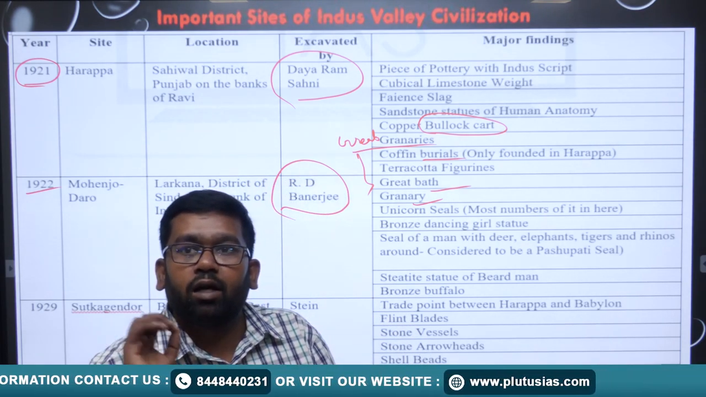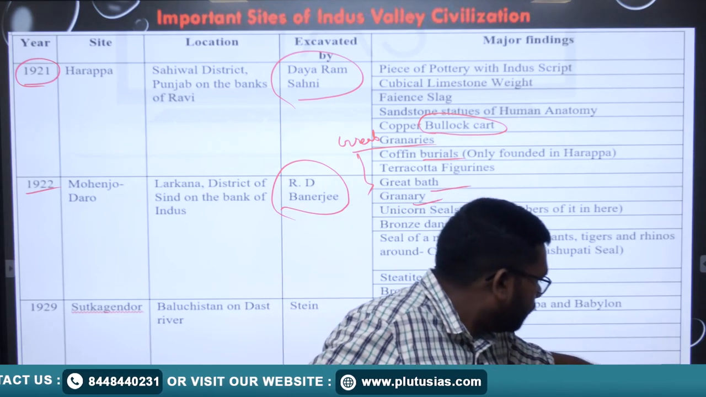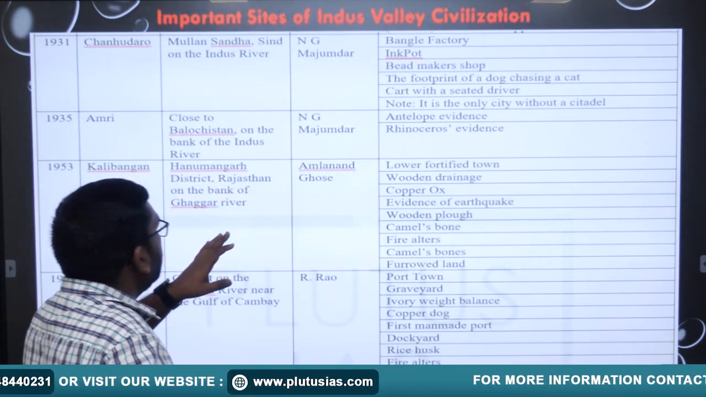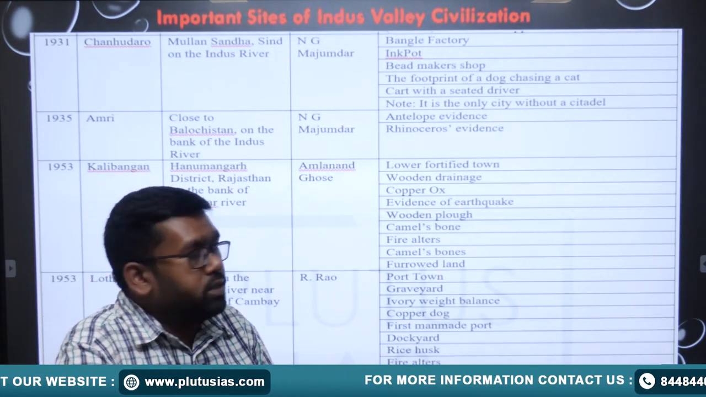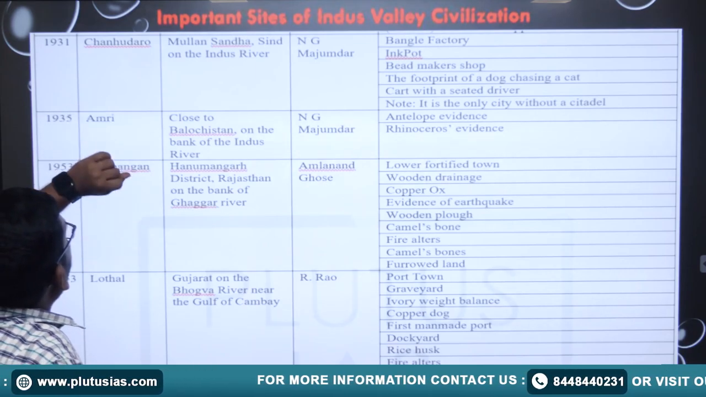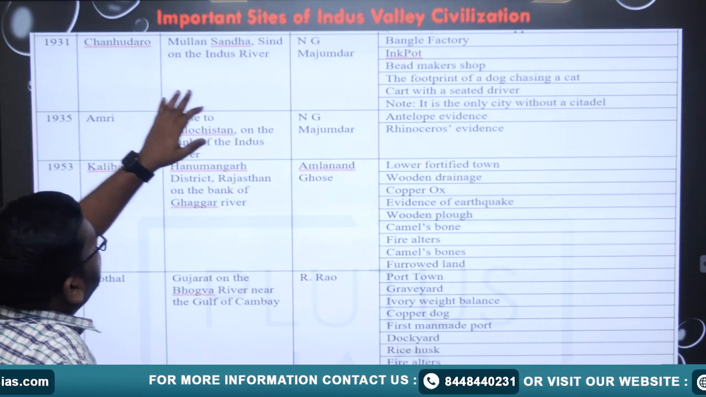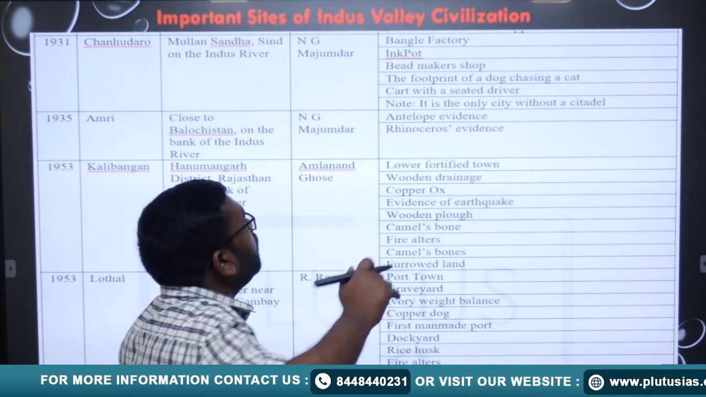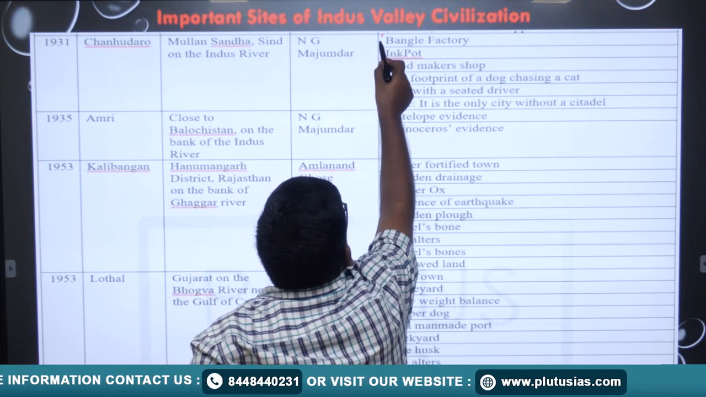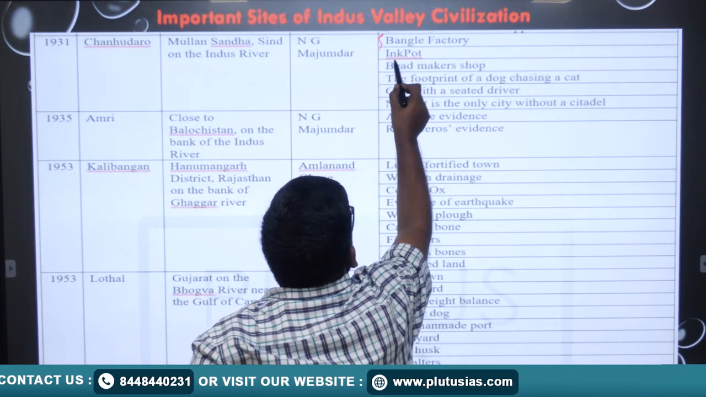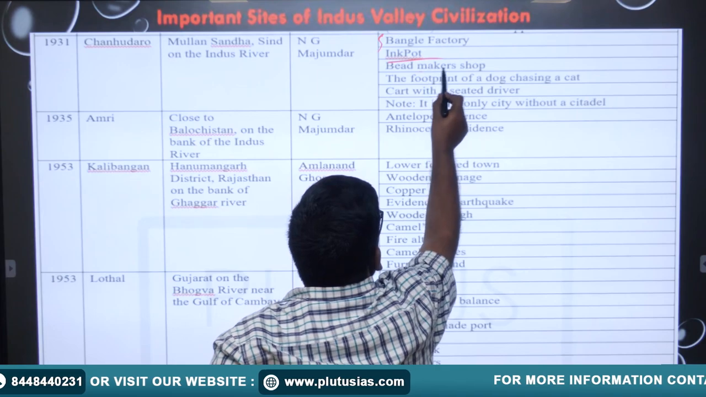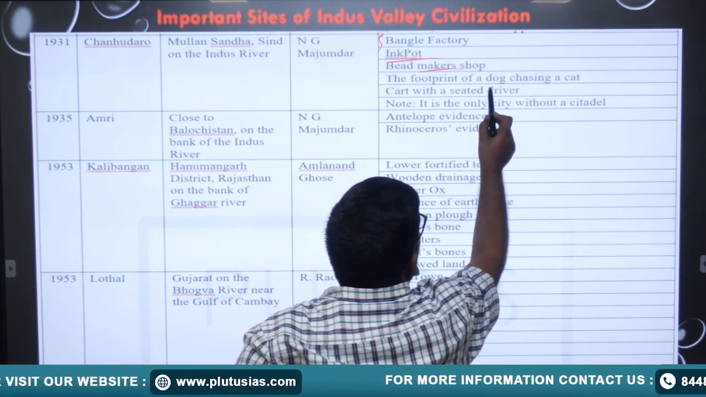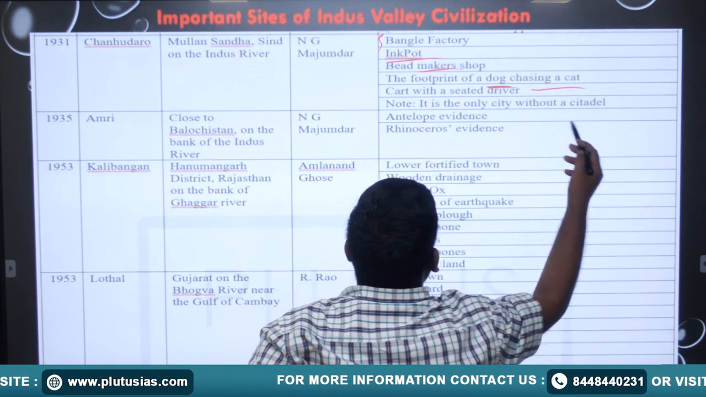Let us discuss the other important sites. And for these sites, we are just going to have a general view. Especially this Chanhudaro, which was discovered in 1931 by N.G. Majumdar. Here we have found a bangle factory. An inkpot is discovered here. A bead maker's shop is here. We have a footprint of a dog chasing a cat.